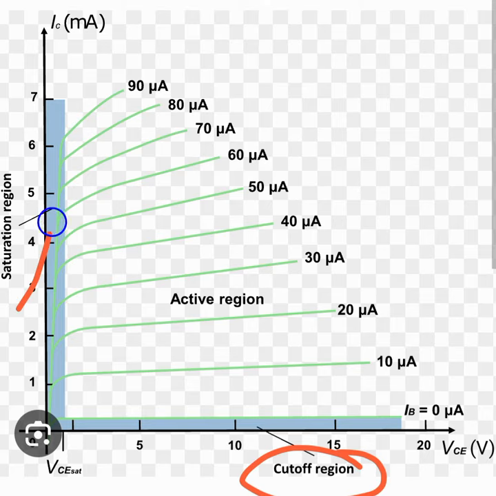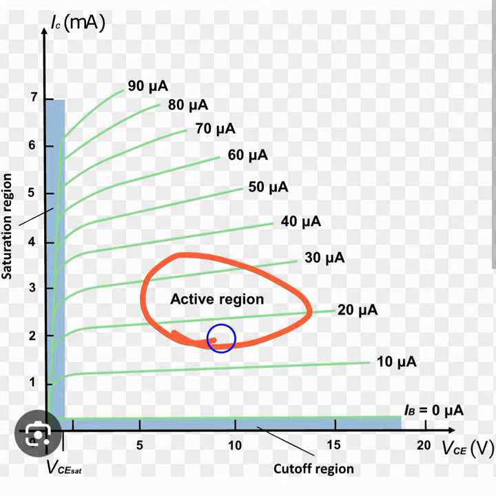On the other hand, you have a saturation region where both the base emitter junction and the collector emitter junction are forward biased, and you have a large amount of collector current that is flowing.